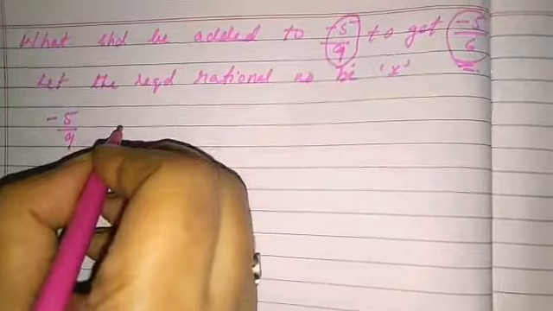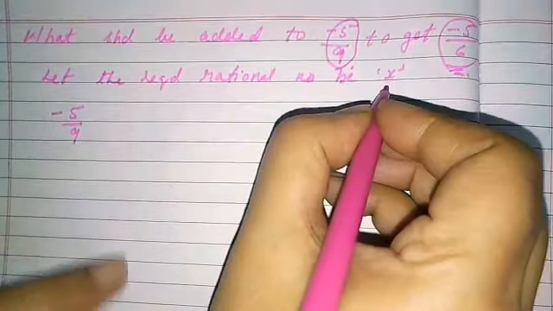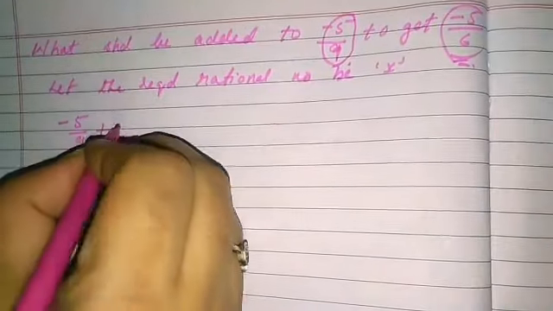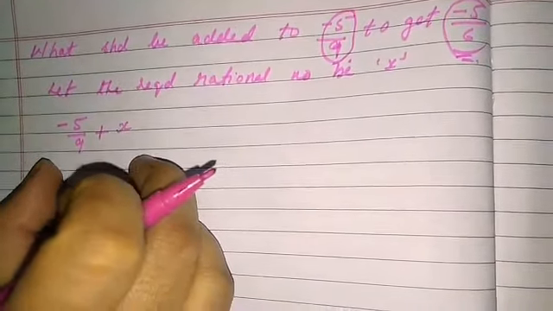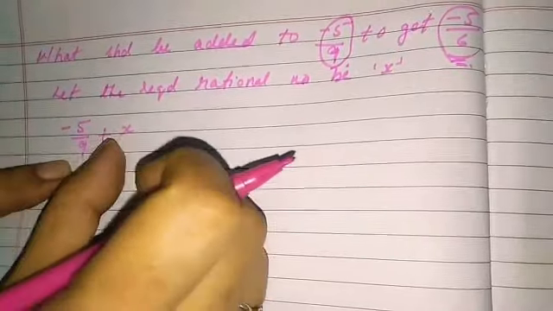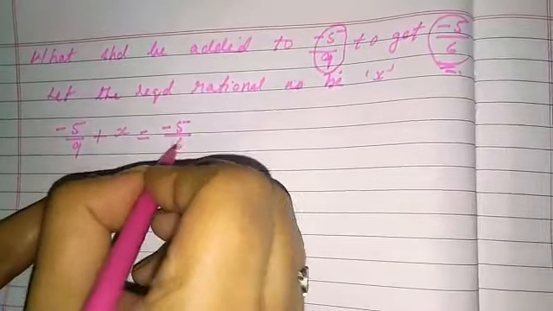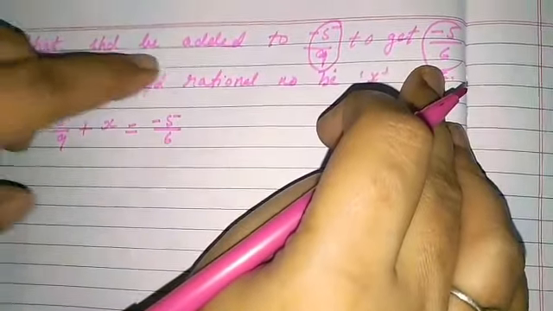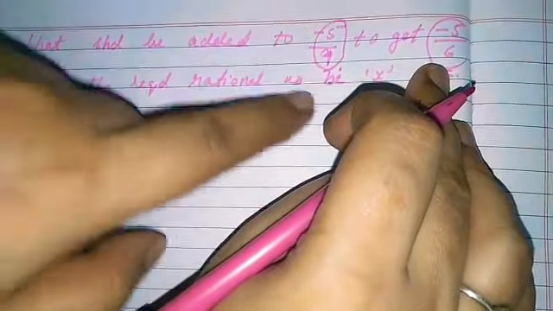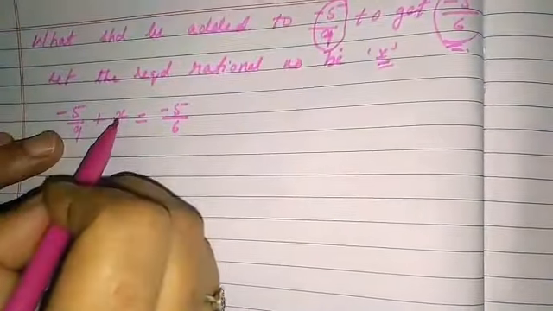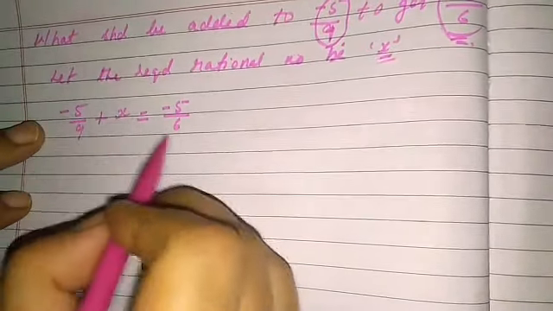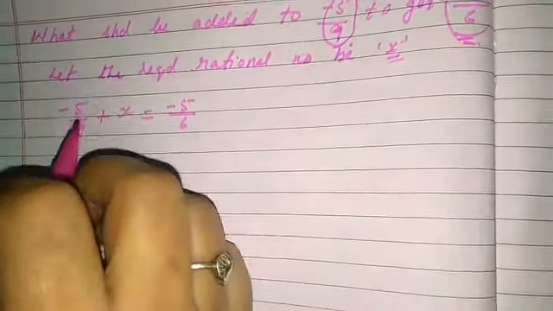So this is how we write it. We write this number minus 5 by 9, and we insert another number, which is x. We don't know the value of x. So this is how we form the equation: minus 5 by 9 plus x should give us minus 5 by 6. That is what the question says: what should be added to minus 5 by 9 to get minus 5 by 6? I've taken the missing number to be x, so I add x to this to get this. As of now, we don't know the value of x.